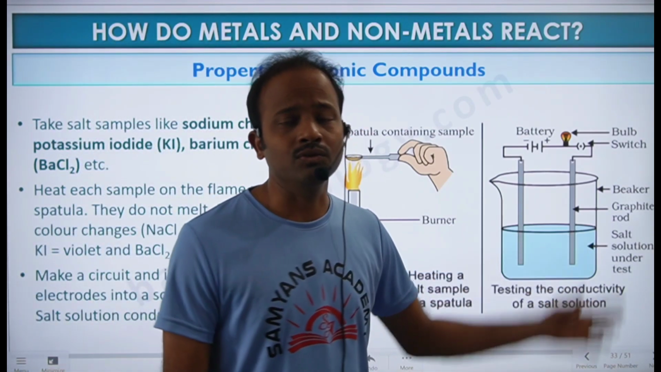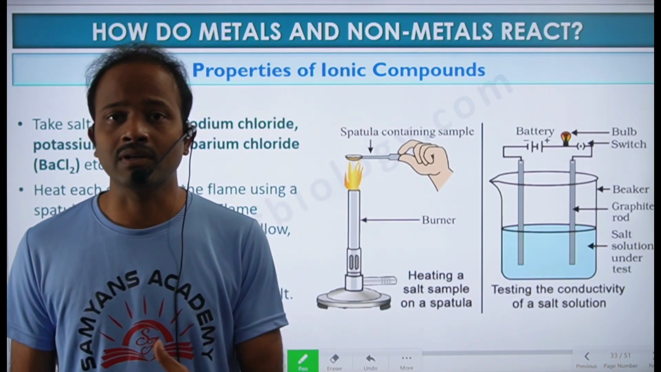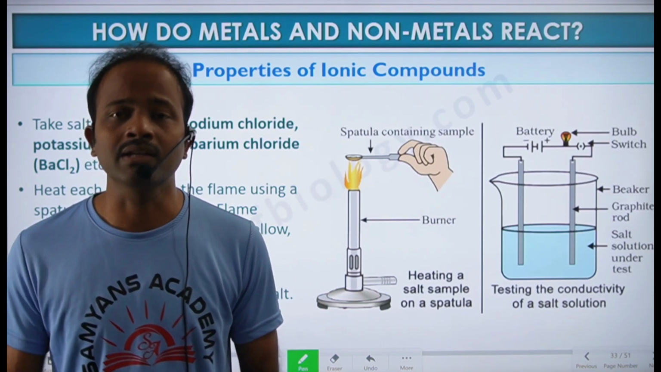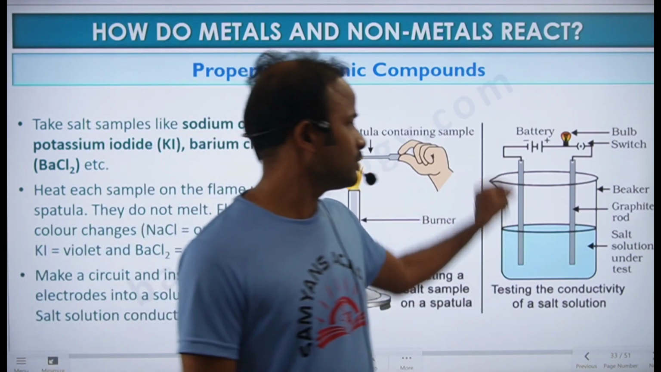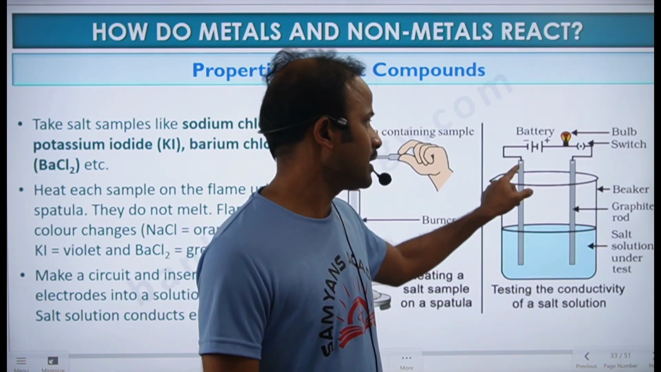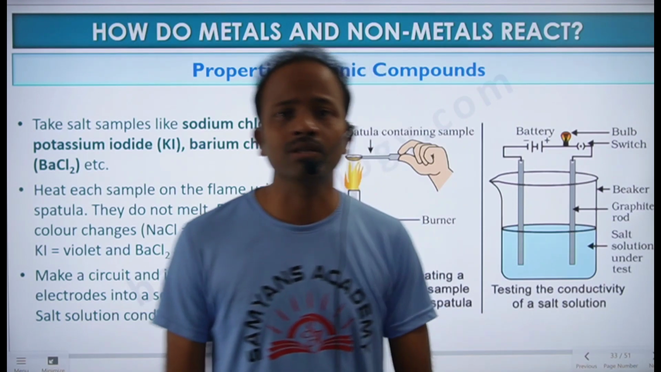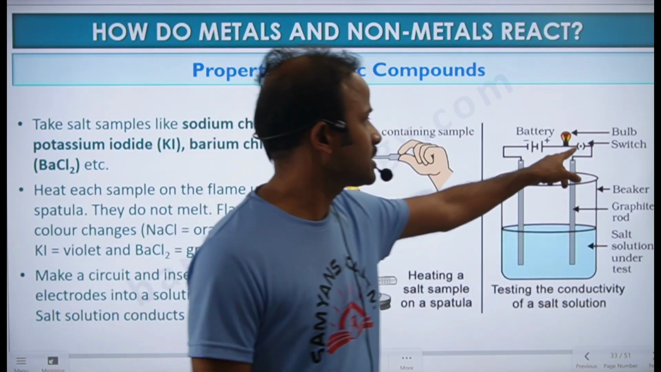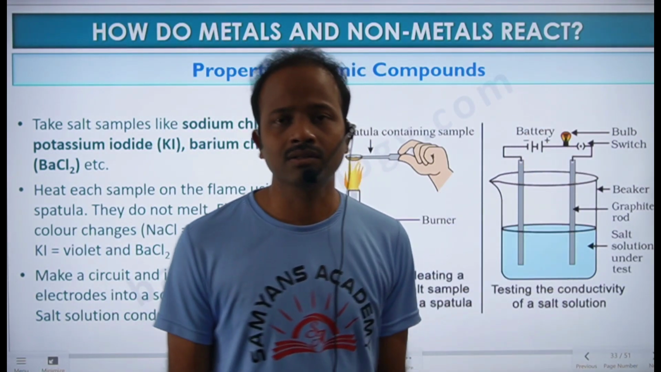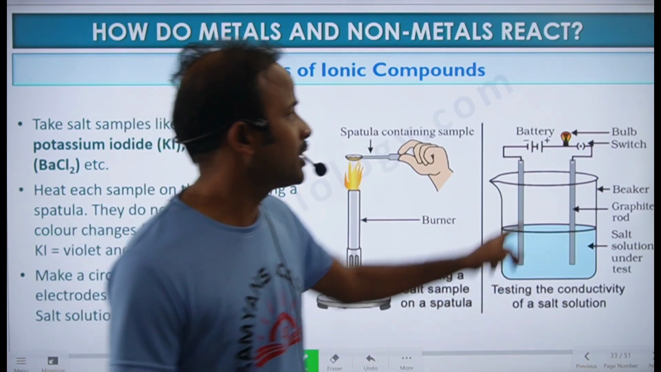For this, you take one spoon of salt and add it into 100 ml of water and make a salt solution. To this you add two electrodes. One electrode is connected to the negative terminal of the battery, the other electrode is connected to the positive terminal of the battery, along with a switch key and a bulb. When you connect like this and switch it on, the bulb glows.